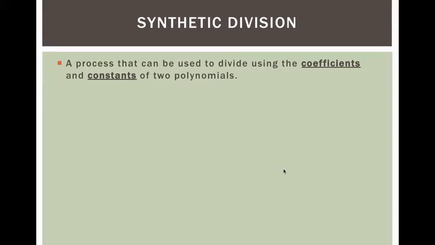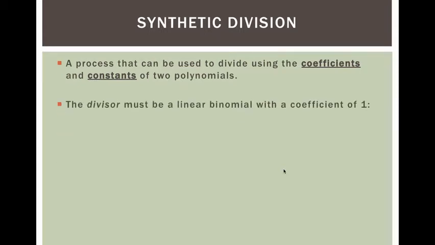The key thing, though, is that we cannot always use synthetic division. In order to use synthetic division, the divisor must be a linear binomial with a coefficient of 1. Or we need to be able to factor out a greatest common factor from everything, dividend and divisor, in order to get the divisor to be a linear binomial with a coefficient of 1. So that's going to look something like x plus or minus a number. We can't have 2x plus or minus a number. We can't have an x squared. It has to be linear for us here.